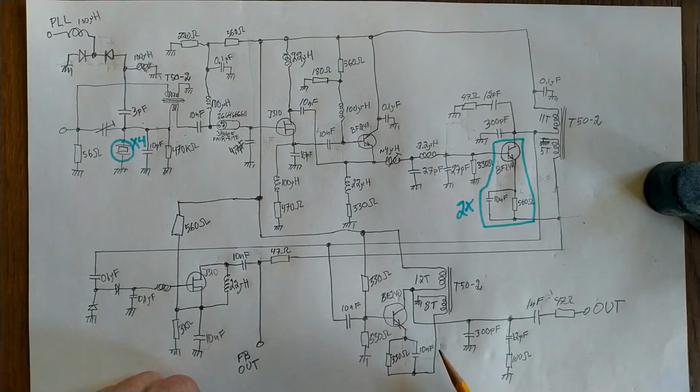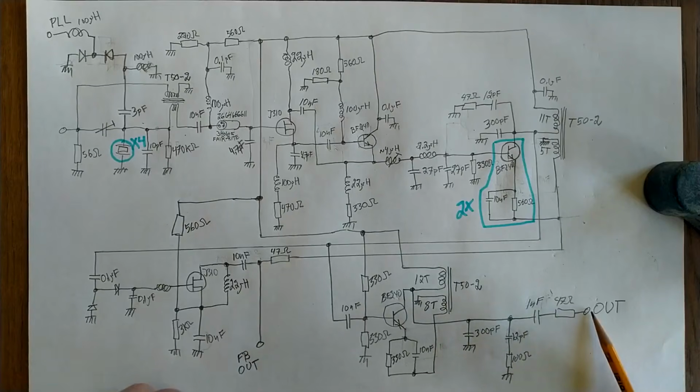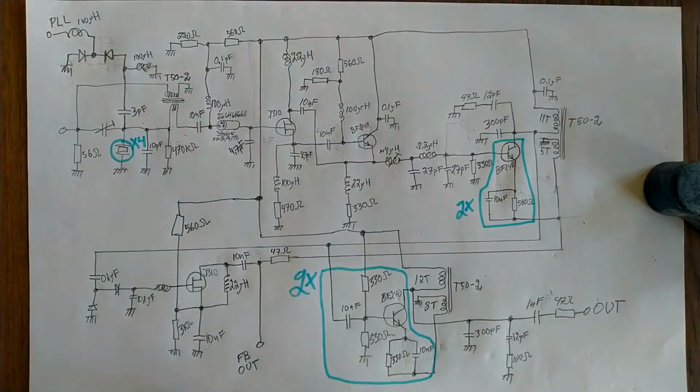And this is also 2 transistors in parallel. I forgot to show that in the diagram. And then the output here with a 47 ohm resistor and 1 nanofarad in series to get a 50 ohm output impedance. So these are the components that are doubled.